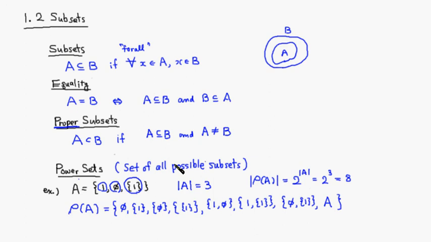So just remember that the power set is simply the set of all possible subsets, and the empty set is always the first one, and the last one is always the set itself, right? That's it. I hope that this was clear.